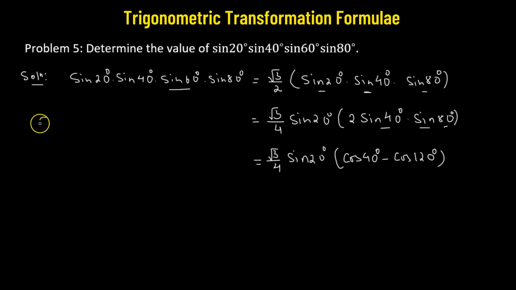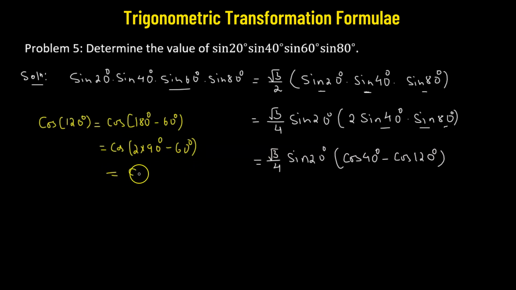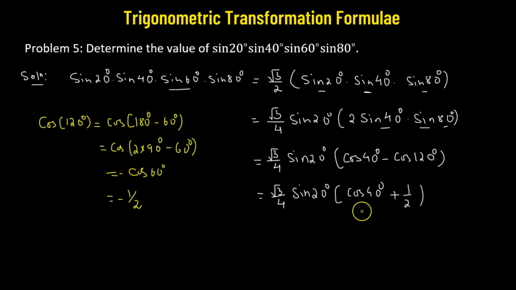So that's a standard value, but we'll need to do a little bit of computation here. Cosine of 120 degrees is equivalent to cosine of 180 degrees minus 60 degrees. So this will be equal to cosine of 2 times 90 degrees minus 60 degrees. So this will be cosine of 60 degrees, but we are in the second quadrant, so we'll get negative cosine 60 degrees. That means the value comes out to be negative half. Let's substitute that value here. So we have square root of 3 over 4 times sine 20 degrees, and multiplied to it will be cosine of 40 degrees. So we have negative cosine 120 degrees, so this will become positive half.